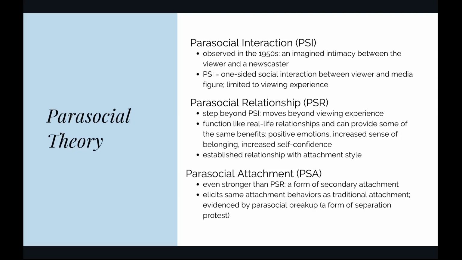There is also an established association between parasocial relationships and attachment style. Those with anxious attachment are the most likely to form these relationships, while those with avoidant attachment are the least likely. Now, another term, parasocial attachment, or PSA, refers to a bond that's even stronger than a parasocial relationship. Parasocial attachment is a form of secondary attachment and elicits the same attachment behaviors as traditional attachment bonds. This is evidenced in research by parasocial breakup, which is distress at the idea of favorite characters being written off their show or dying. This is a form of separation protest.